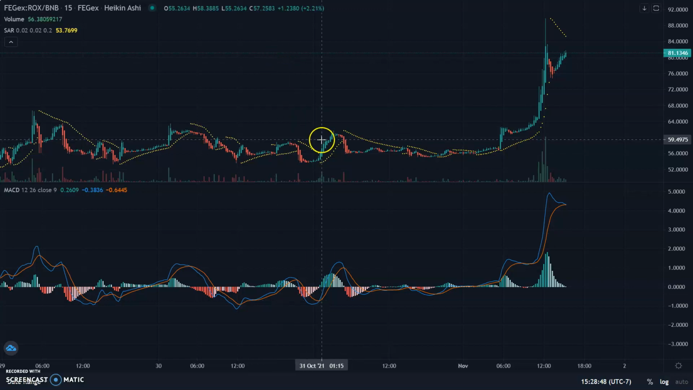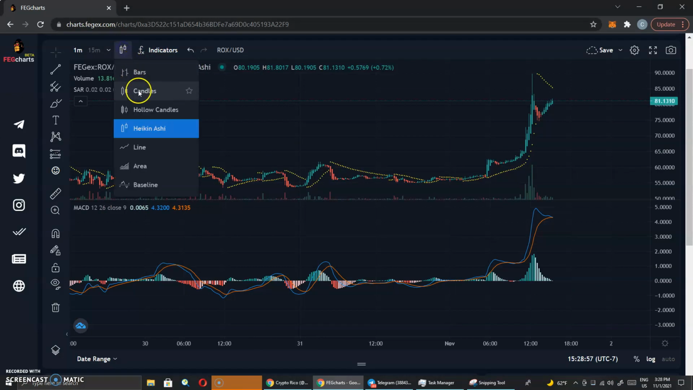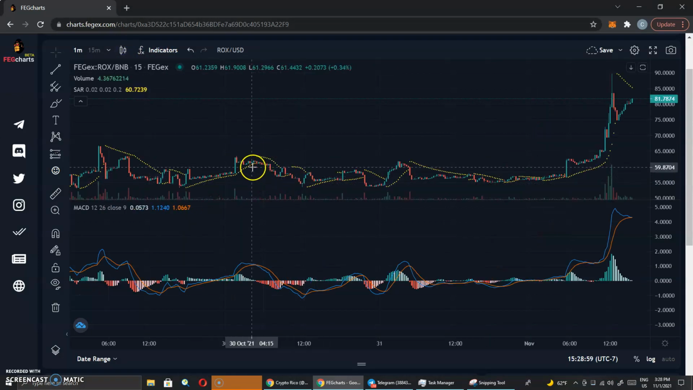Before the last videos, I talked about how I switched the candles to the Heikin Ashi candles. And just in case you missed that, I'm just going to go over it very quickly, just so you guys can know what's up, man. These are the normal candles. They look like this. Notice how choppy they are.